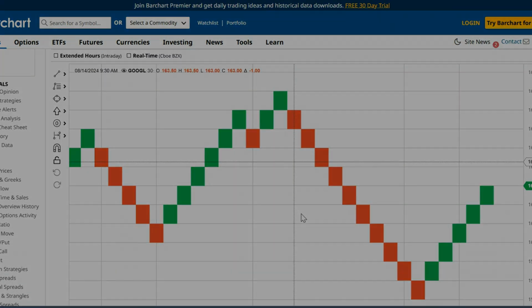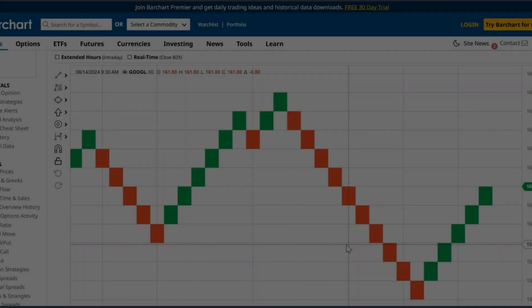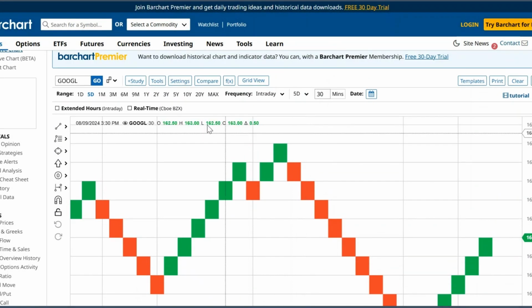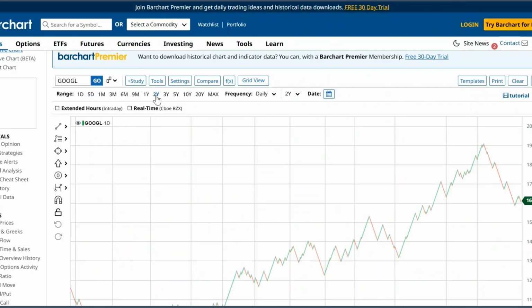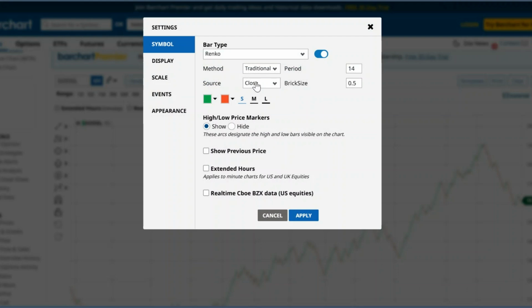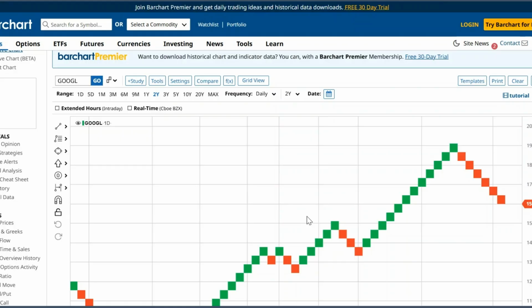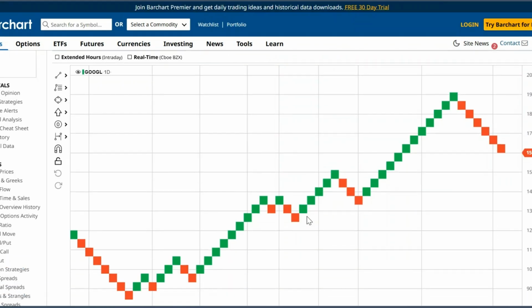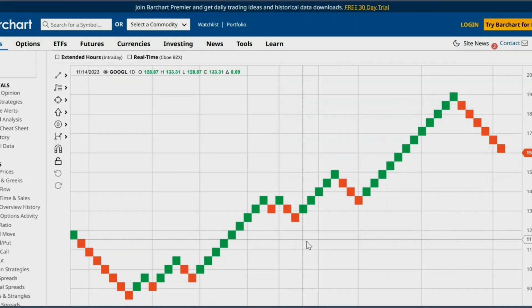For swing or long-term traders, a dynamic brick size could be more effective. It adapts to market conditions, allowing you to ride longer trends without getting stopped out by minor fluctuations. Market conditions: if you're trading in a volatile market, a dynamic brick size can help you stay on top of big moves. In a more stable market, a fixed brick size might be sufficient.